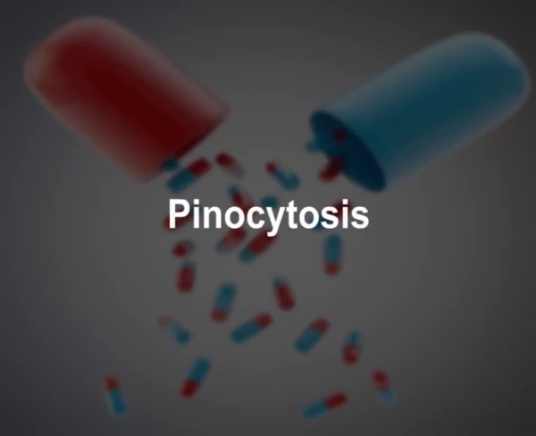Next mechanism is pinocytosis. It is also known as cell drinking and involved in uptake of fluid solutes. It is a form of endocytosis in which small particles are brought into the cell in the form of small vesicles, which subsequently fuse with the lysosomes to hydrolyze or to break down the particles. This process requires energy in the form of ATP, that is adenosine triphosphate.